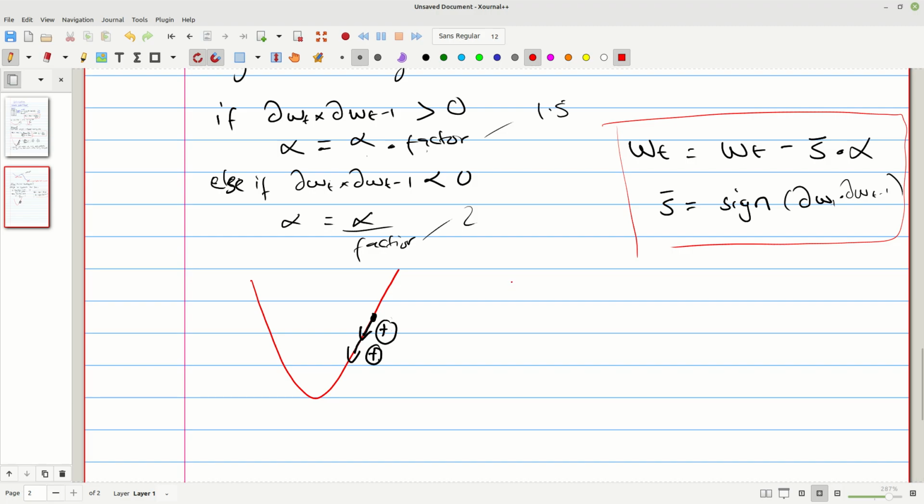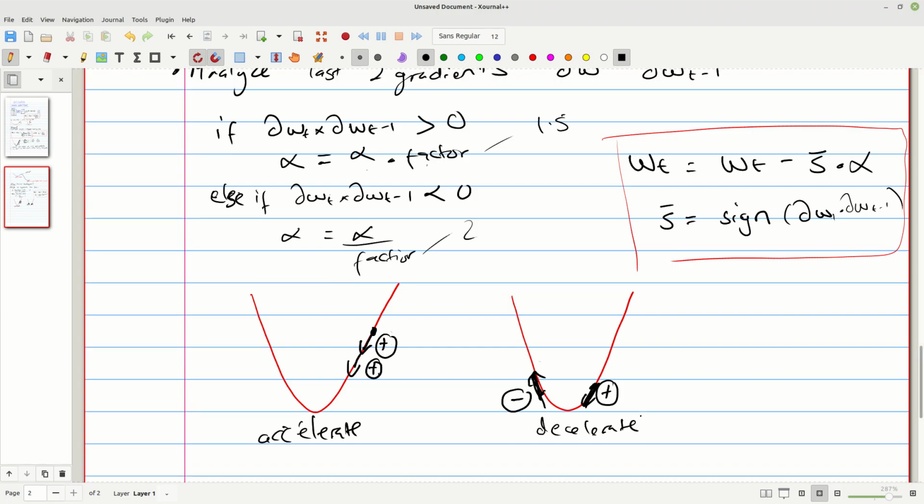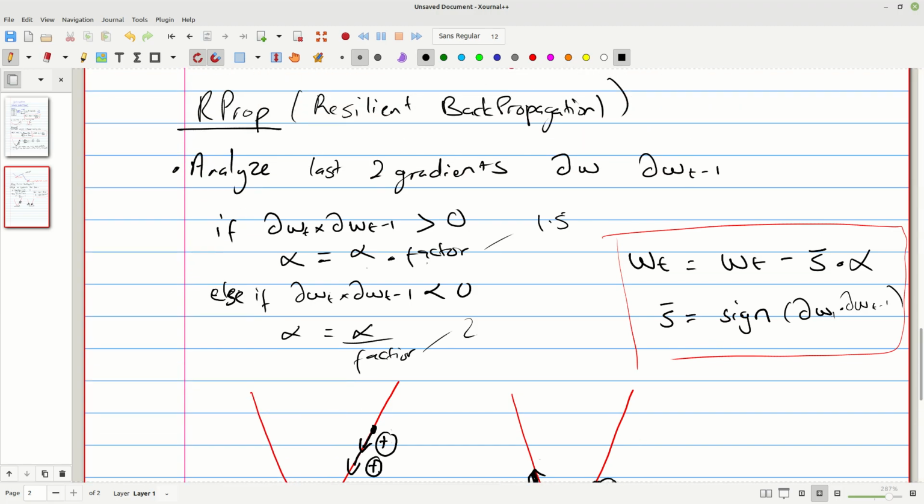But if we're in a situation whereby our gradient is positive here, and let's say here it's negative, which means that we overshoot, right? So here it's positive, here it's negative. This means that we actually overshoot, and therefore we should decelerate our learning. So here we should accelerate our learning, and here we should decelerate. Okay, so that's the idea behind this method called resilient backpropagation.